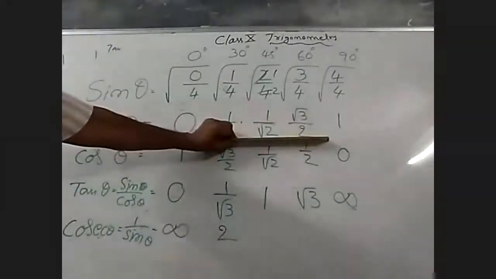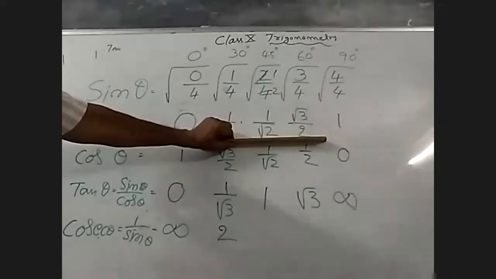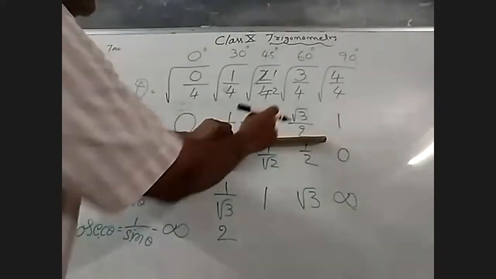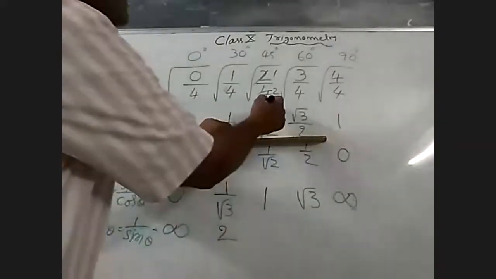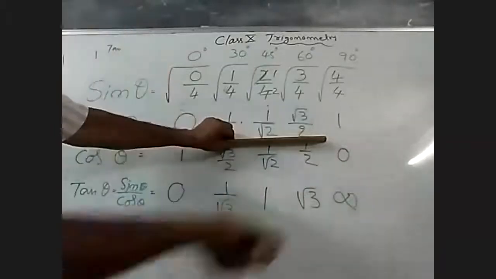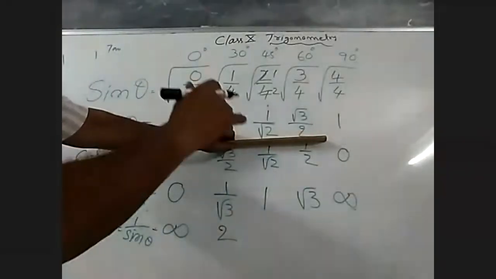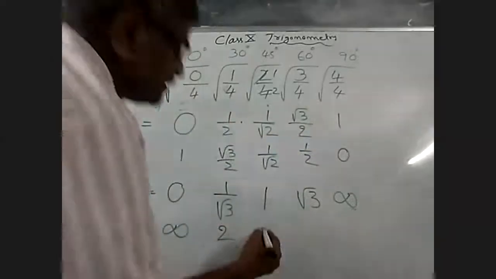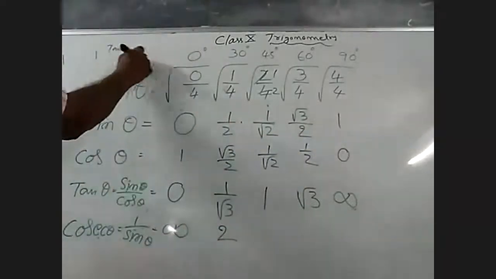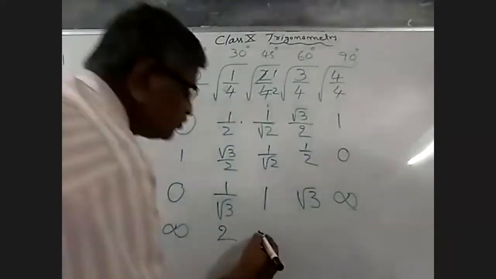Next, sin 45 is 1 by root 2. Cosecant 45 is the same, 1 by sin 45. So 1 by 1 by root 2 becomes root 2.